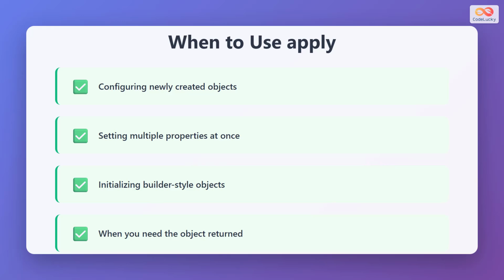So when should you use apply? Use it when configuring newly created objects, especially when you need to set multiple properties at once. It's ideal for initializing builder-style objects where you want a fluent configuration syntax. And most importantly, use apply when you need the object returned, as opposed to a different result. Now you're ready to use apply to write cleaner, more expressive Kotlin code.